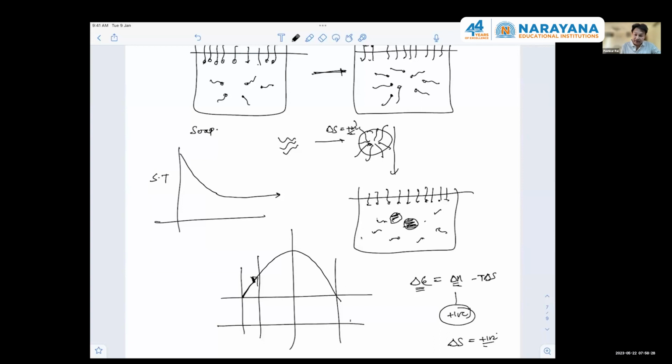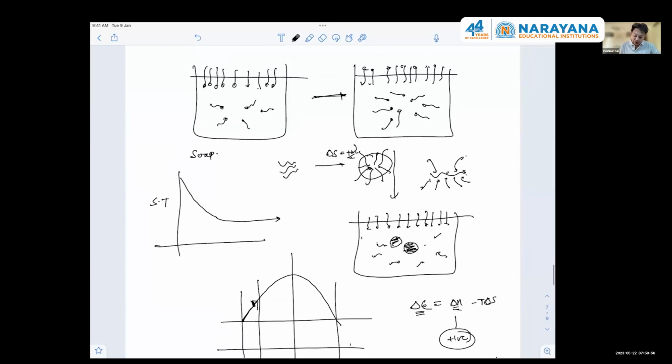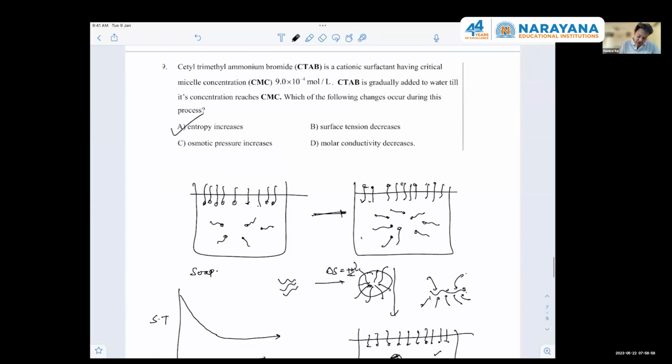And why is entropy increasing when these molecules are getting associated together? That's a very interesting thing, because initially when this strand was there, a lot of water molecules were surrounding it. So when these strands come together, all these water molecules become free, and their freedom gives rise to what? An increase in entropy. So in this way, we justify it. Just keep it in mind. So entropy of micellization is also positive, and during the process when you're adding soap into the water, entropy also steadily increases. So option A is correct.